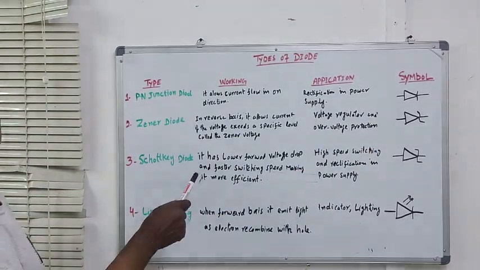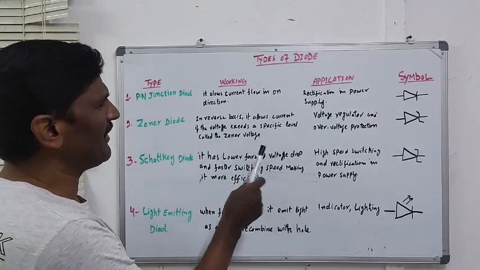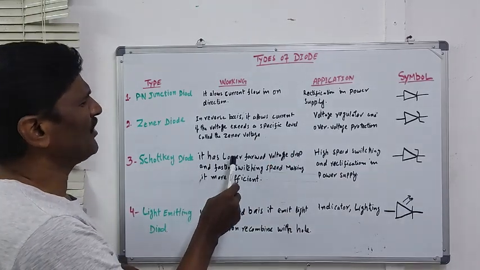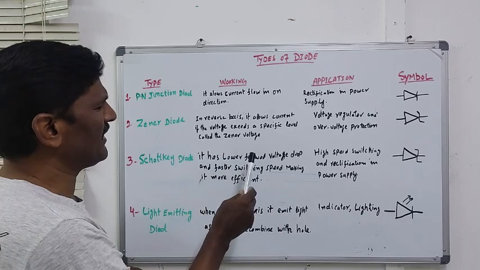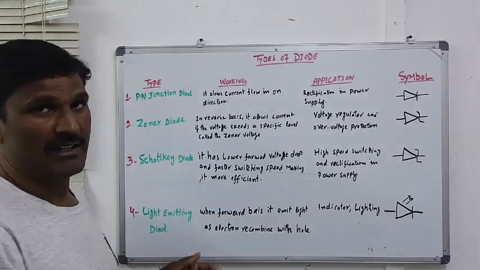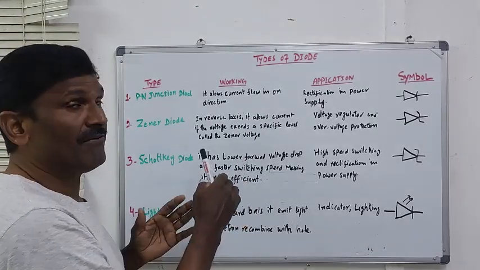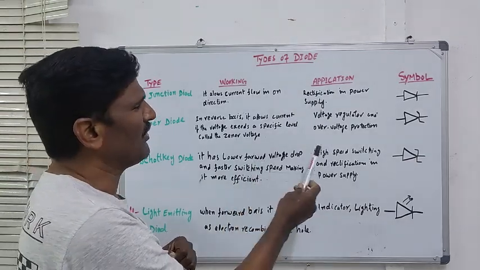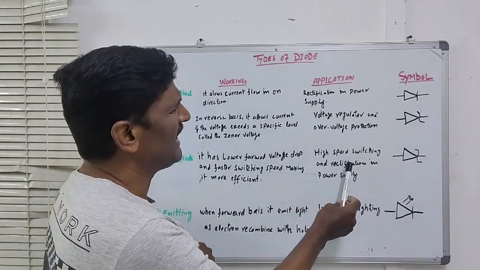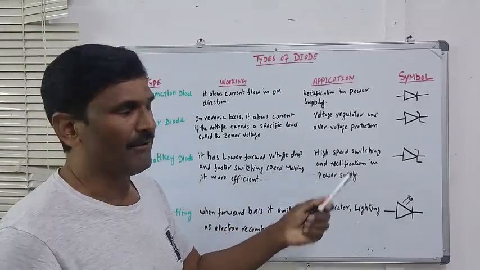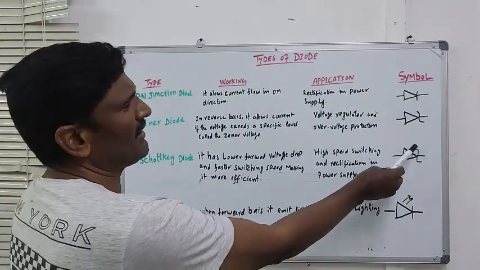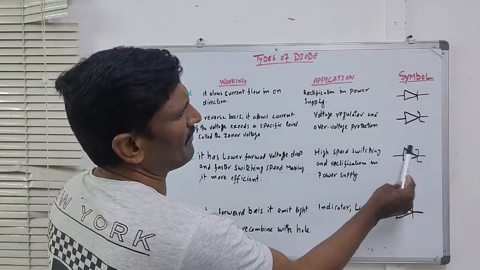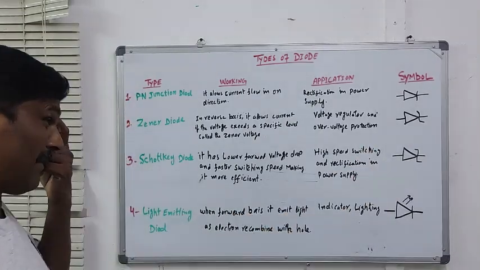The third one is a Schottky diode. It also works in forward bias. It has a lower forward voltage drop and faster switching speed, making it more efficient. We use it for high speed switching and rectification in power supplies. Its symbol is a little different, a bit straighter like this. This is a symbol you have to remember.